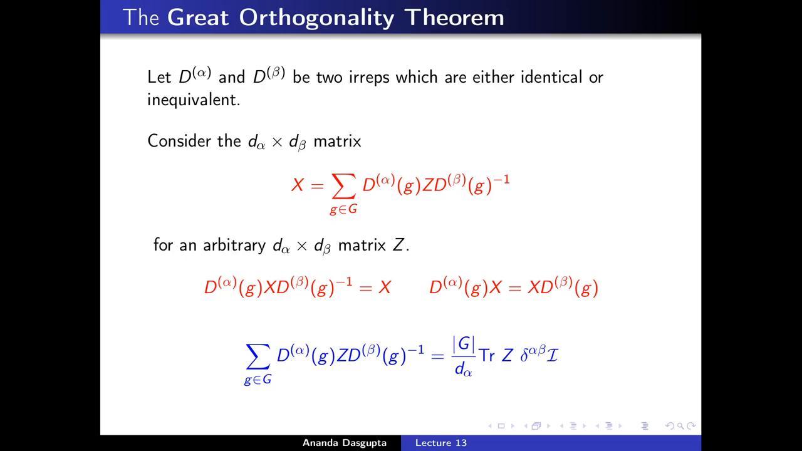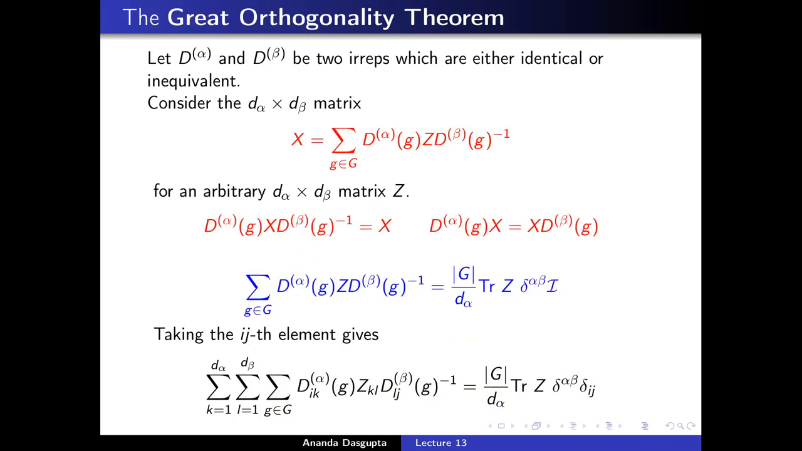The equivalent version I refer to right now follows from the matrix relation above simply by taking the ijth element of both sides. So if I take the ijth element of the left hand side, what I get is d alpha ik of g times zkl times d beta lj of g inverse, summed over all k running from 1 to d alpha and all l running from 1 to d beta, and then of course finally summed over the entire group capital G. That's what you have on the left. On the right, you have the constants times the ijth element of the identity. Hence, you get mod G by d alpha, trace Z, delta alpha beta, delta ij.